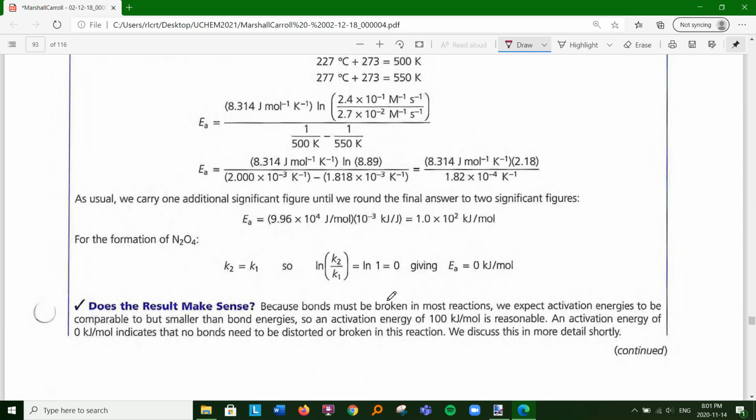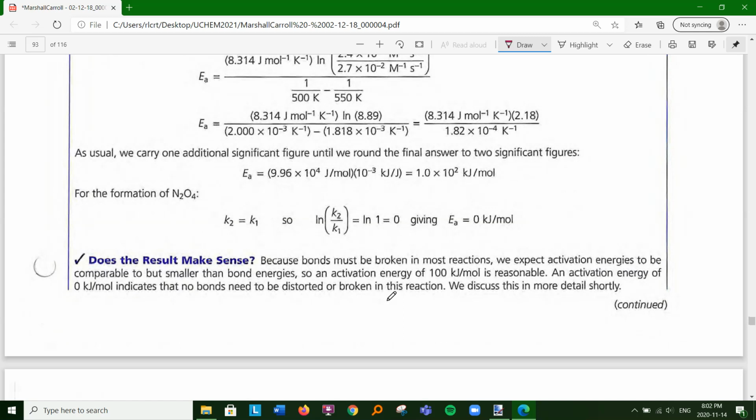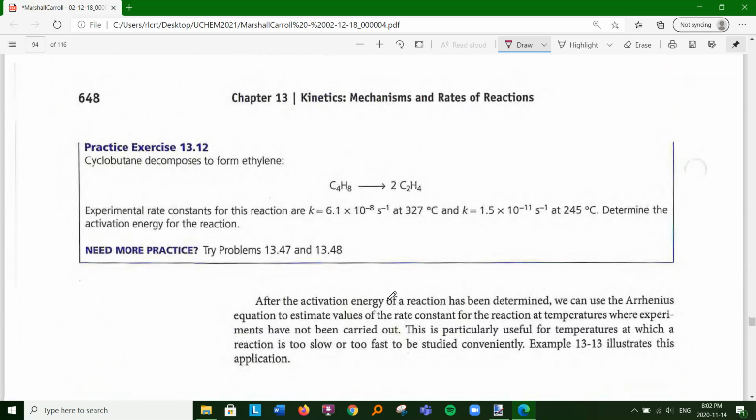Let's see if they talk more about this. Because bonds must be broken in most reactions, we expect activation energies to be comparable to but smaller than bond energies. I want that to be smaller, but an activation energy of 100 kilojoules per mole, I said 99.9, close enough, is reasonable. Now, this one with a 0. An activation energy of 0 kilojoules per mole indicates that no bonds need to be distorted or broken in the reaction. No bonds were hurt in the making of this screencast. Okay, so you're just forming a bond. The activation energy is 0. Okay.